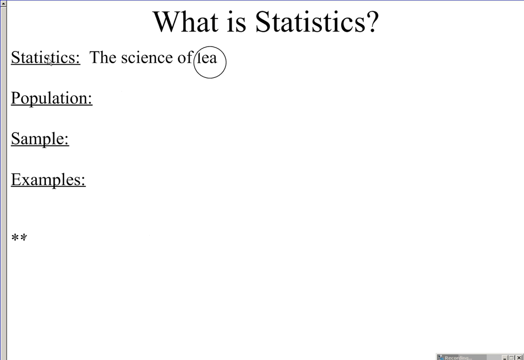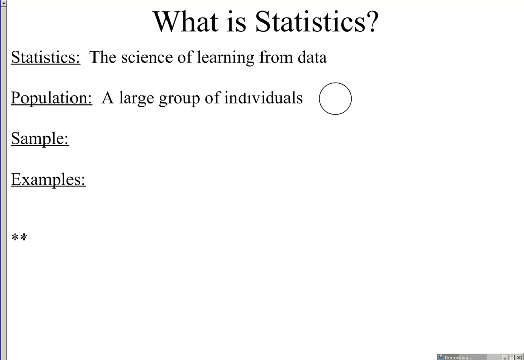Statistics, by definition, is the science of learning from data. The essence of the majority of this course, which we will be talking about second semester, is inferential statistics. In inferential statistics, we want to talk about how we can take targeted samples and use data from those samples to describe a population. A population is simply a large group of individuals. A sample would be a small group of individuals.